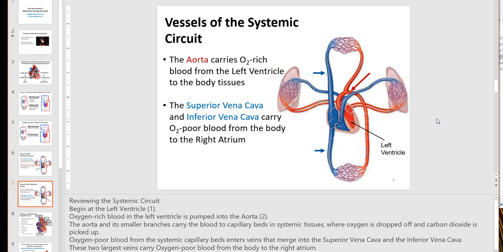In the systemic circuit, however, it's kind of back to normal. The aorta carries oxygen-rich blood, as do all these other red arteries. And these are veins carrying oxygen-poor blood from the systemic circulation. This one is meant to represent the inferior vena cava, and this one is meant to represent the superior vena cava. Both empty into the right atrium.